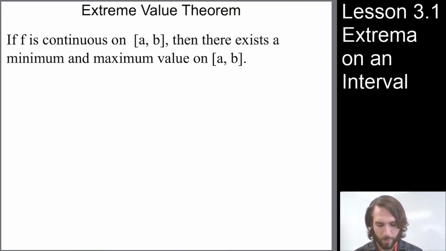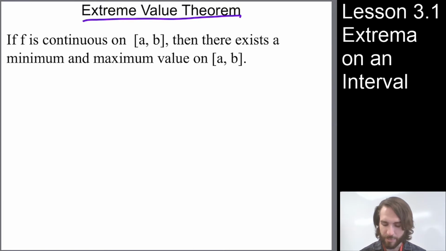That's the extreme value theorem. This is called an existence theorem. There are 3 of them we're going to learn in this chapter. So this is the first one. There has to be an extreme value.